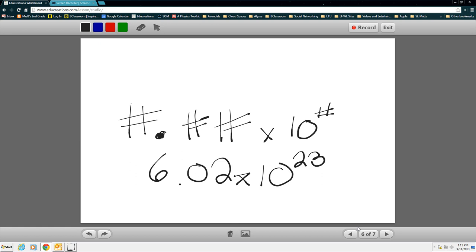I call it the loop-de-loop-de-loop. Yeah, that one. That's a very scientific term. You can look it up. It's probably not in any dictionary, but in this classroom, it's very, very important. That's what we do to find something in scientific notation.